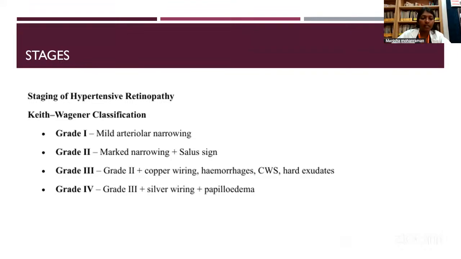In grade 1, we'll be seeing mild arterial narrowing. In grade 2, we'll be seeing marked narrowing plus Salus sign. In grade 3, all changes in grade 2 plus copper wiring, hemorrhages, cotton wool spots, and hard exudates are seen. In grade 4, the changes of grade 3 and silver wiring and papilloedema are seen.